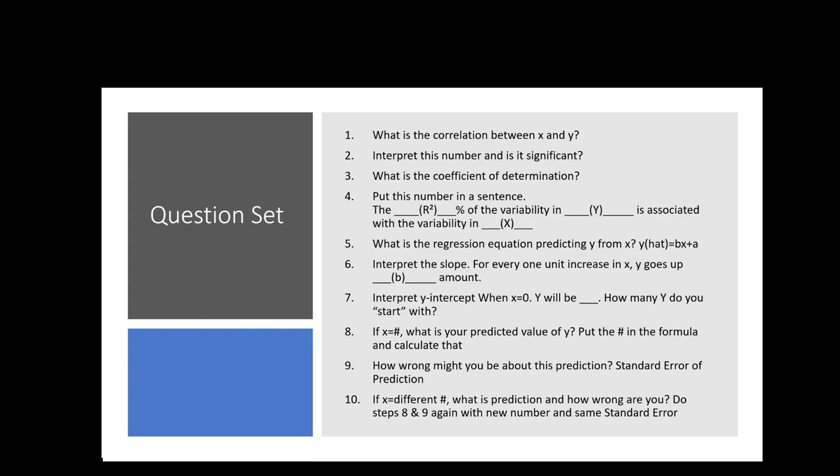So I'd want to know what that correlation was, and then I'd want to know if you could interpret that number and tell me if it's significant. Then I'd ask you to calculate the coefficient of determination, and then put that number in that generic sentence. Now remember, this generic sentence is the same sentence every time, except we just replace what our Y and X variables are. So the key piece is knowing what to put in these parentheses. Those are our correlation questions, and then I could follow up with our regression questions.